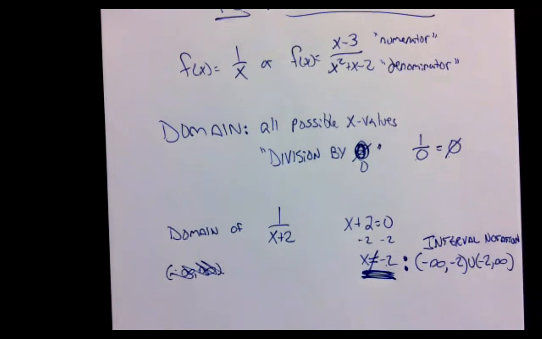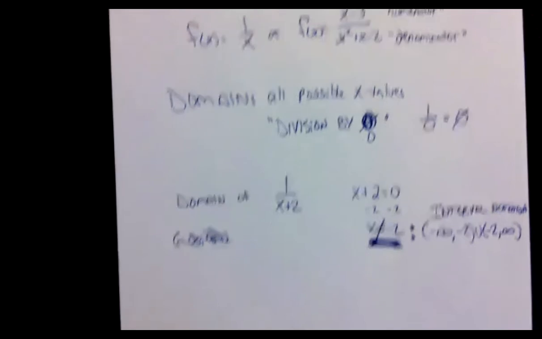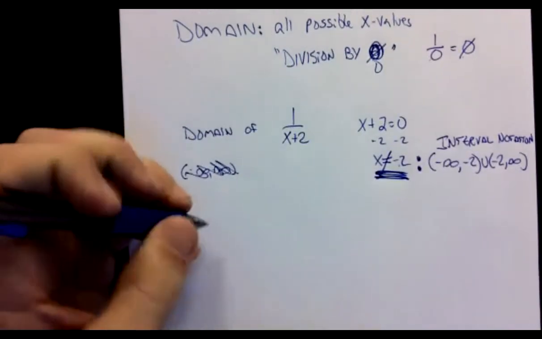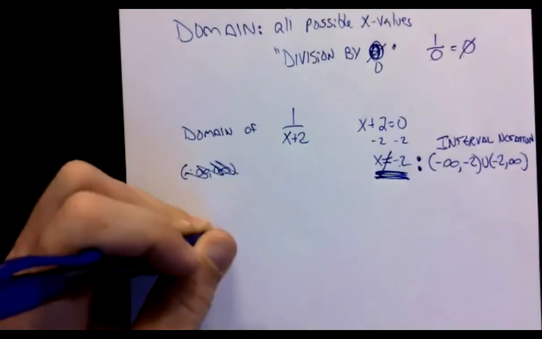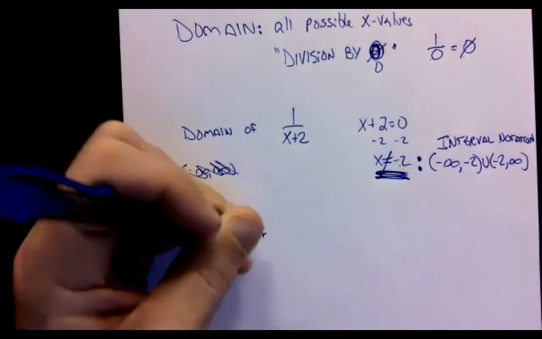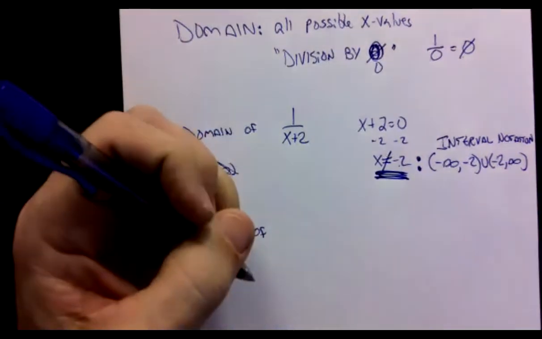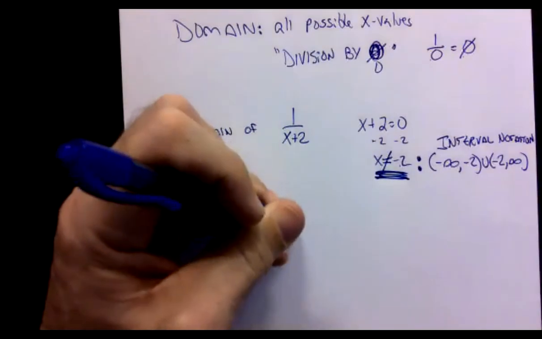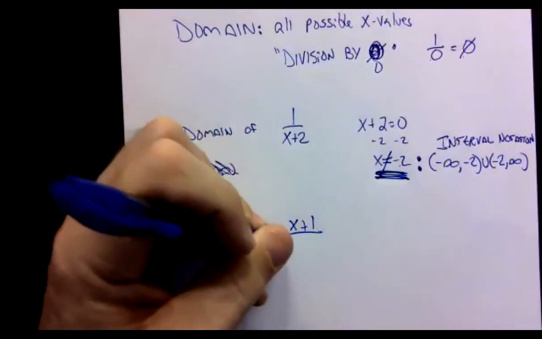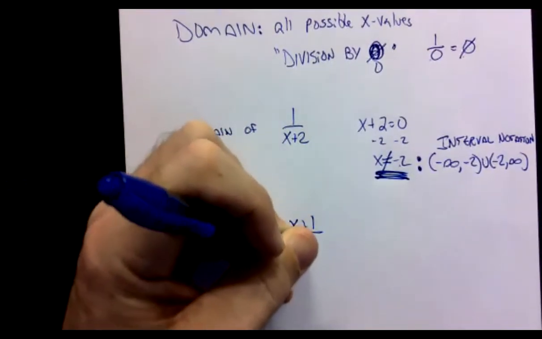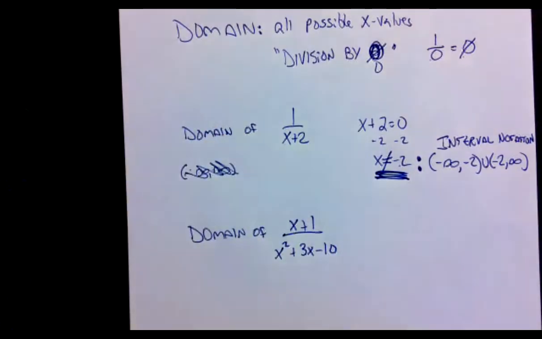So anytime it asks about the domain, you just have to eliminate any numbers that cause division by 0. Sometimes it's a straight up linear problem. Sometimes they'll give you a quadratic underneath. For example, same type of idea. So what is the domain of, say, x plus 1 over x squared plus 3x minus 10?